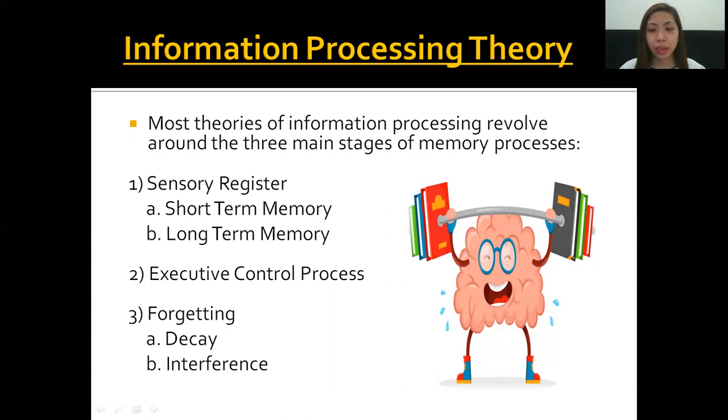Then we have forgetting, which is the inability to retrieve or access information when needed. There are two ways in which forgetting takes place. First is decay. This is where information is not attended to or eventually fades away. This is prevalent in working memory. Then we have interference. It is where new or old information blocks access to the information in question.